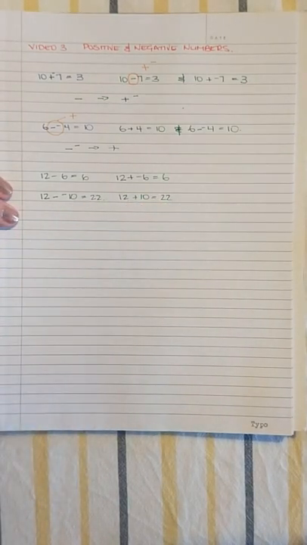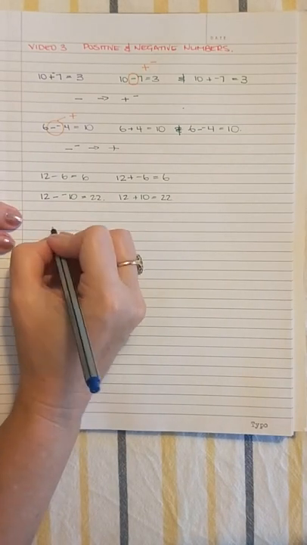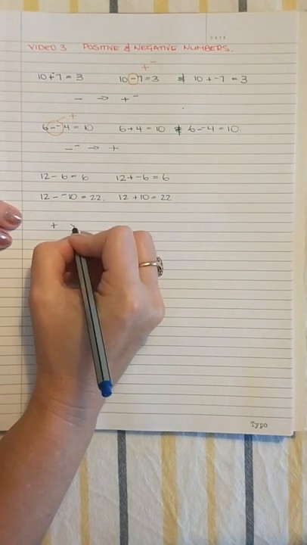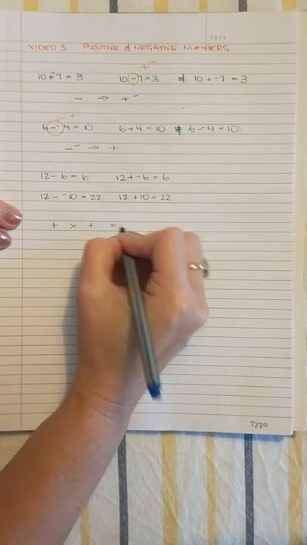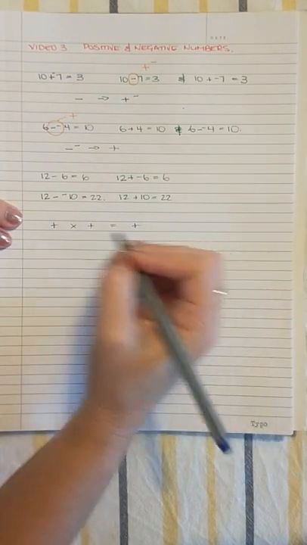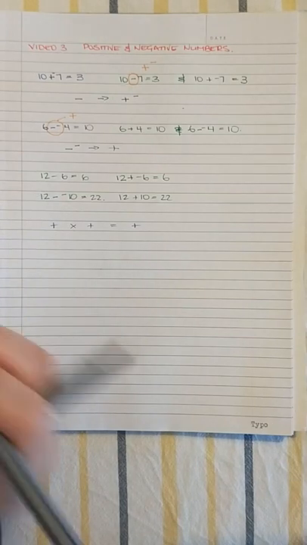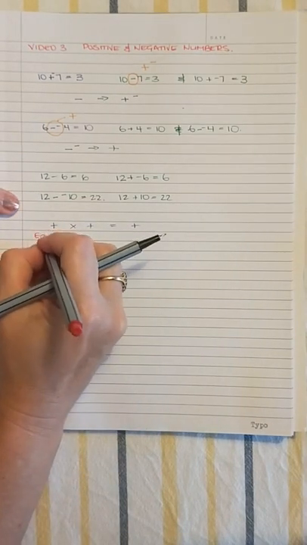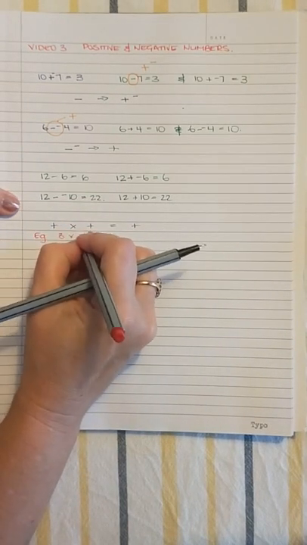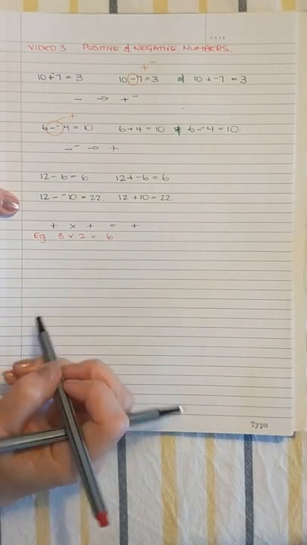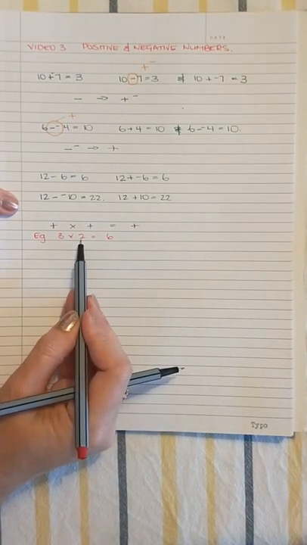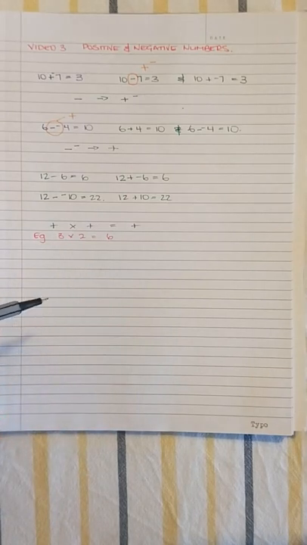Okay, the other thing I wanted to talk to you about is when you're multiplying negative and positive numbers. There's a few rules. When you've got a positive number and you're multiplying it by a positive number, you get a positive number. And an example would be 3 times 2 equals 6. A positive number multiplied by a positive number gives you a positive answer.